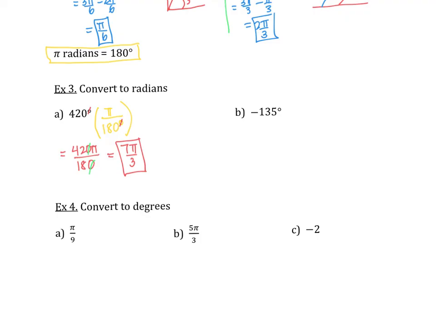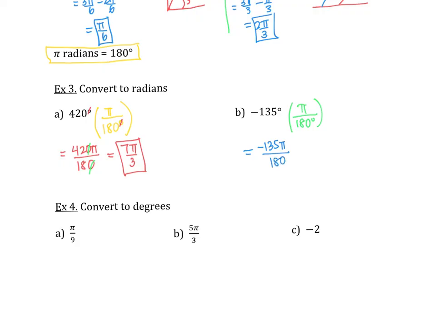B, I'm going to do the same thing. It is in degrees. I want to convert it to radians. I want the degrees to cancel, so I put them on the bottom. I want the radians to stay, so I put them on the top. The little degree symbol will cancel if I do this correctly. Let's see if we can simplify this fraction. Negative 135 degrees. Degrees cancel.